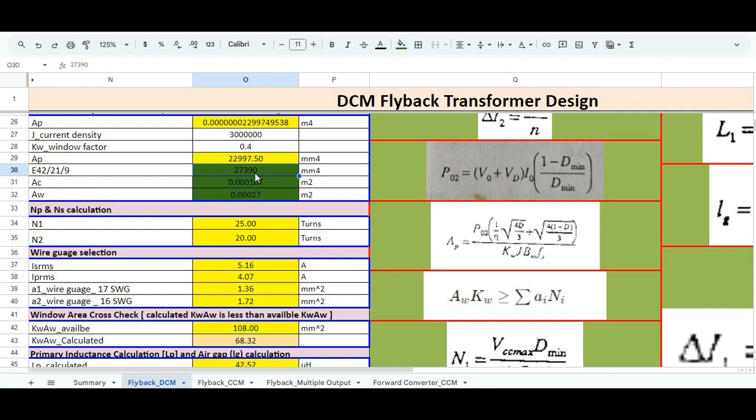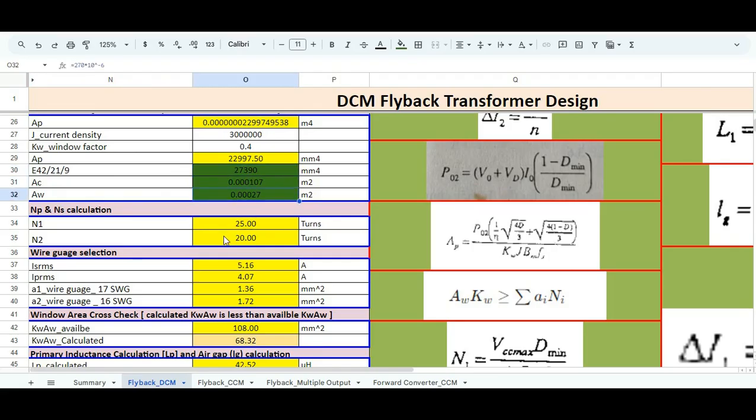Now once you select the core, you have to note down your cross sectional area AC and the window area AW. So you have to note down all three values. This is nothing but AP, this is AC, and this is AW, right?